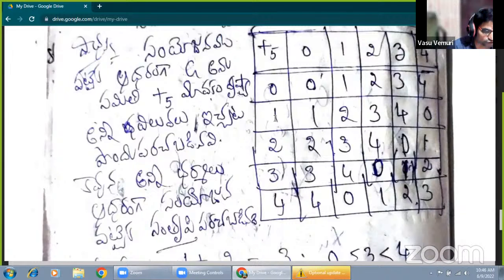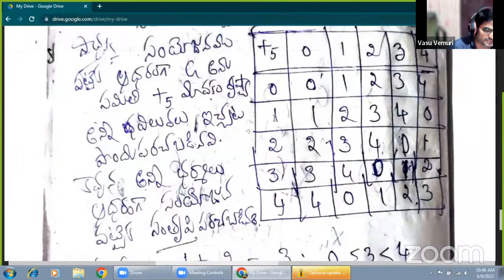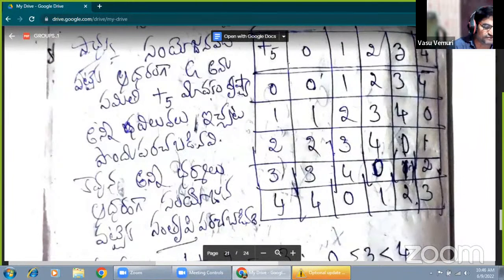Order of 1 is 5, by adding 5 times: 1 plus 1 plus 1 plus 1 plus 1 is 5. 5 divides 5, the remainder is 0. So the order of 1 equals 5, and the order of 0 is 1.